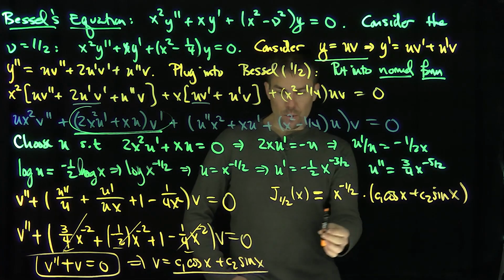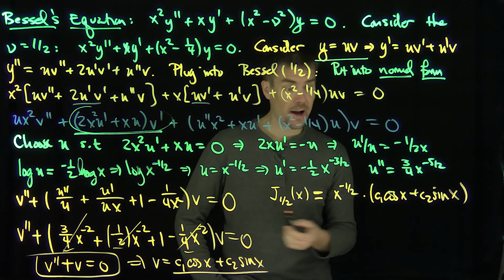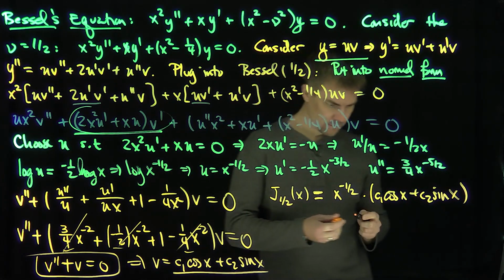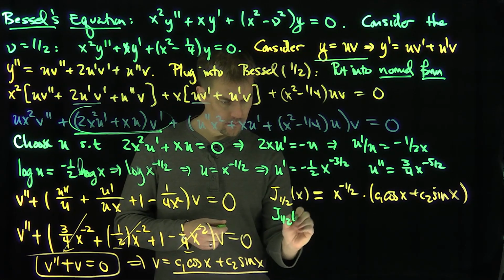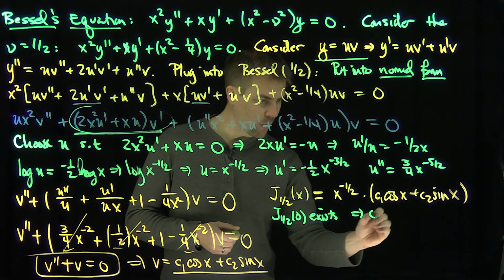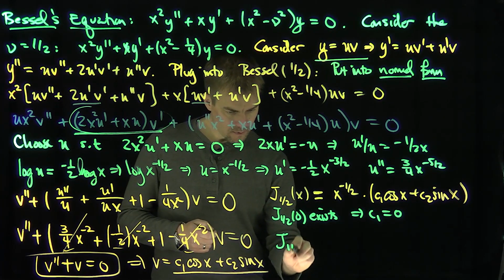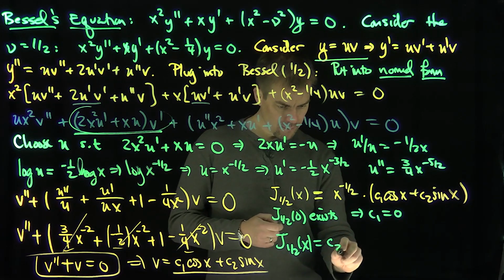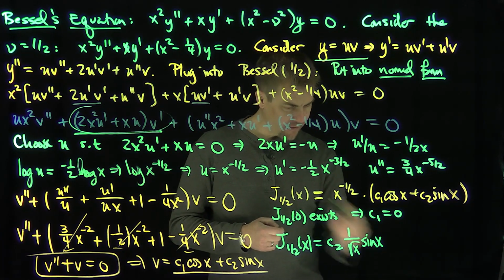Now, if I plug in x equals 0, I want j1/2 at 0 to be defined. j1/2 of 0 has to be defined, so j1/2 of 0 needs to exist, and that forces c1 to be 0, right? So j1/2 of x is a constant c2, 1 over the square root of x, and then the sine of x.